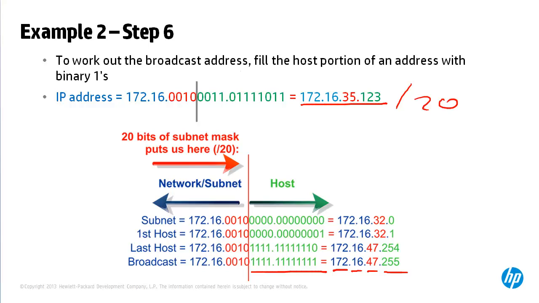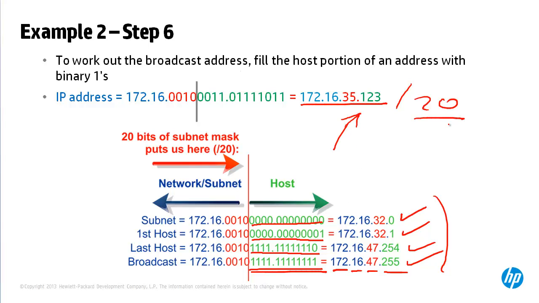So to summarize, subnet is 172.16.32.0, first host .1, last host 254, broadcast address 255. Remember the rules. To work out the subnet, fill the host portion with zeros. Broadcast, fill the host portion with ones. First host, fill with zeros apart from the last bit, which is a 1. Last host, fill with binary ones. Last bit is a binary 0. We have successfully worked out first host, last host, subnet, and broadcast for this IP address with this mask.